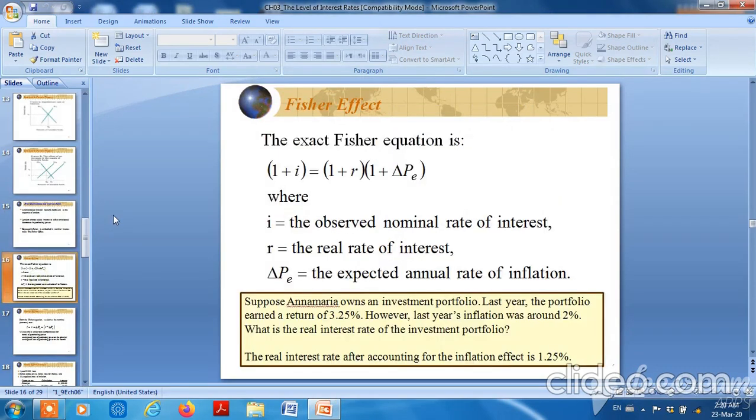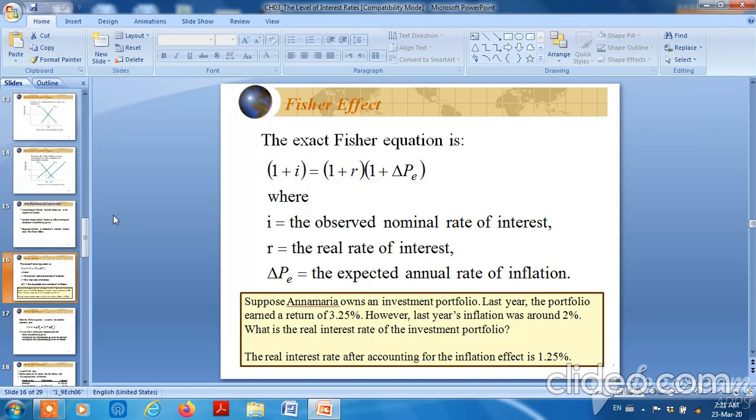The exact Fisher equation is 1 plus I equals 1 plus R multiplied by 1 plus delta PE, where I is the observed nominal rate of interest, R is the real rate of interest, and delta PE is the expected annual rate of inflation. Note that in this equation, the E in delta PE is an abbreviation for expected annual rate of inflation.